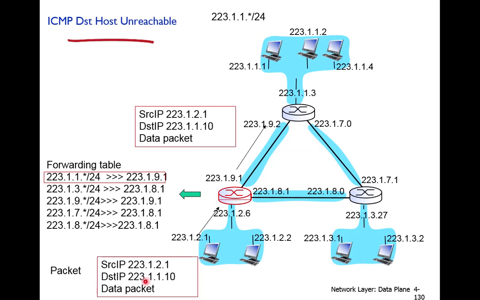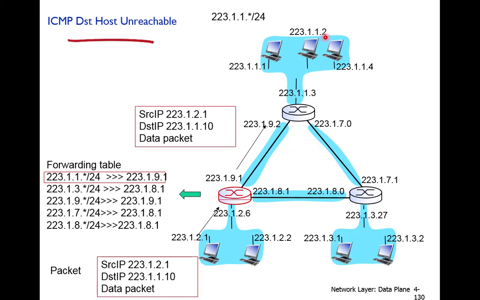So the message is first forwarded to the network by using the network part 223.1.1. This network part of the destination IP address is used to forward the message to this network. When the message reaches this network, then the host part is examined. The host part is 10. So is there a machine with the host part 10? No, there are machines 223.1.1. This is the host part 1.